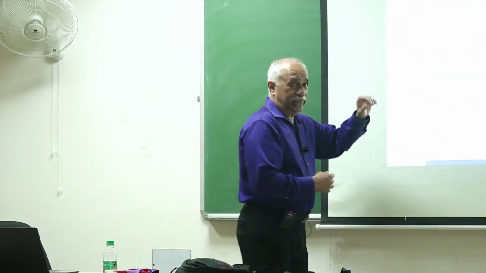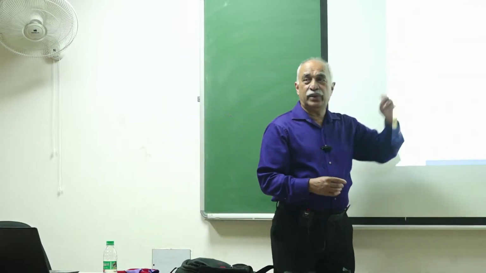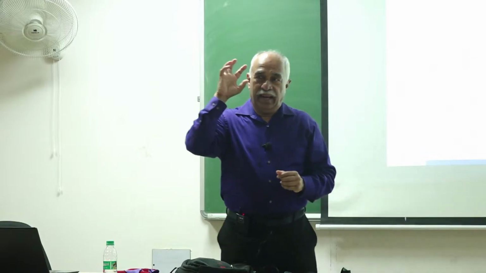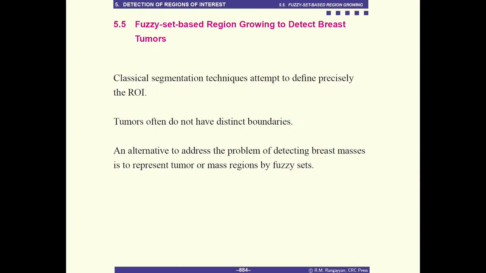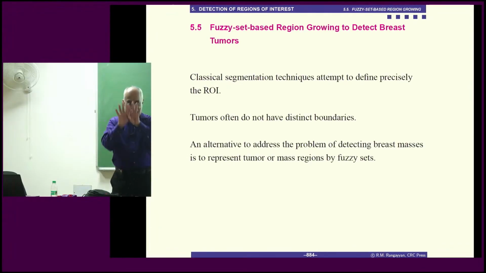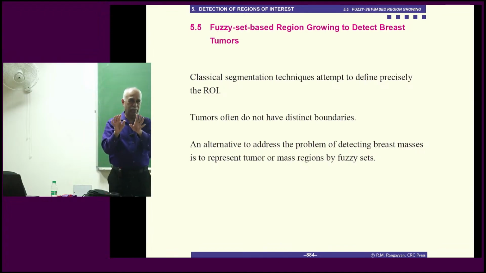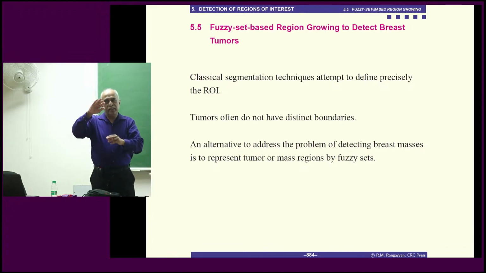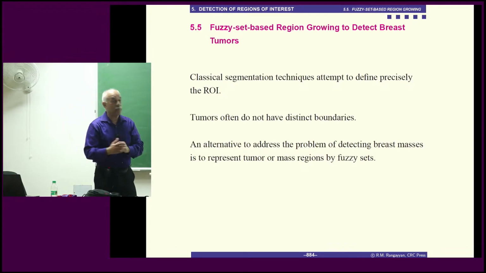So classical segmentation techniques, like what we have seen so far, attempt to define the ROI in a precise manner, draw a boundary. And everything inside the boundary is a member. Everything outside is not a member. 0, 1. But tumors often don't have distinct boundaries, especially breast tumors related to cancer, malignant. They keep spreading, right? So the neighboring tissues are affected as the cancer spreads or metastasizes. So the density goes down slowly from inside the tumor to the outside. Where do you draw the line?